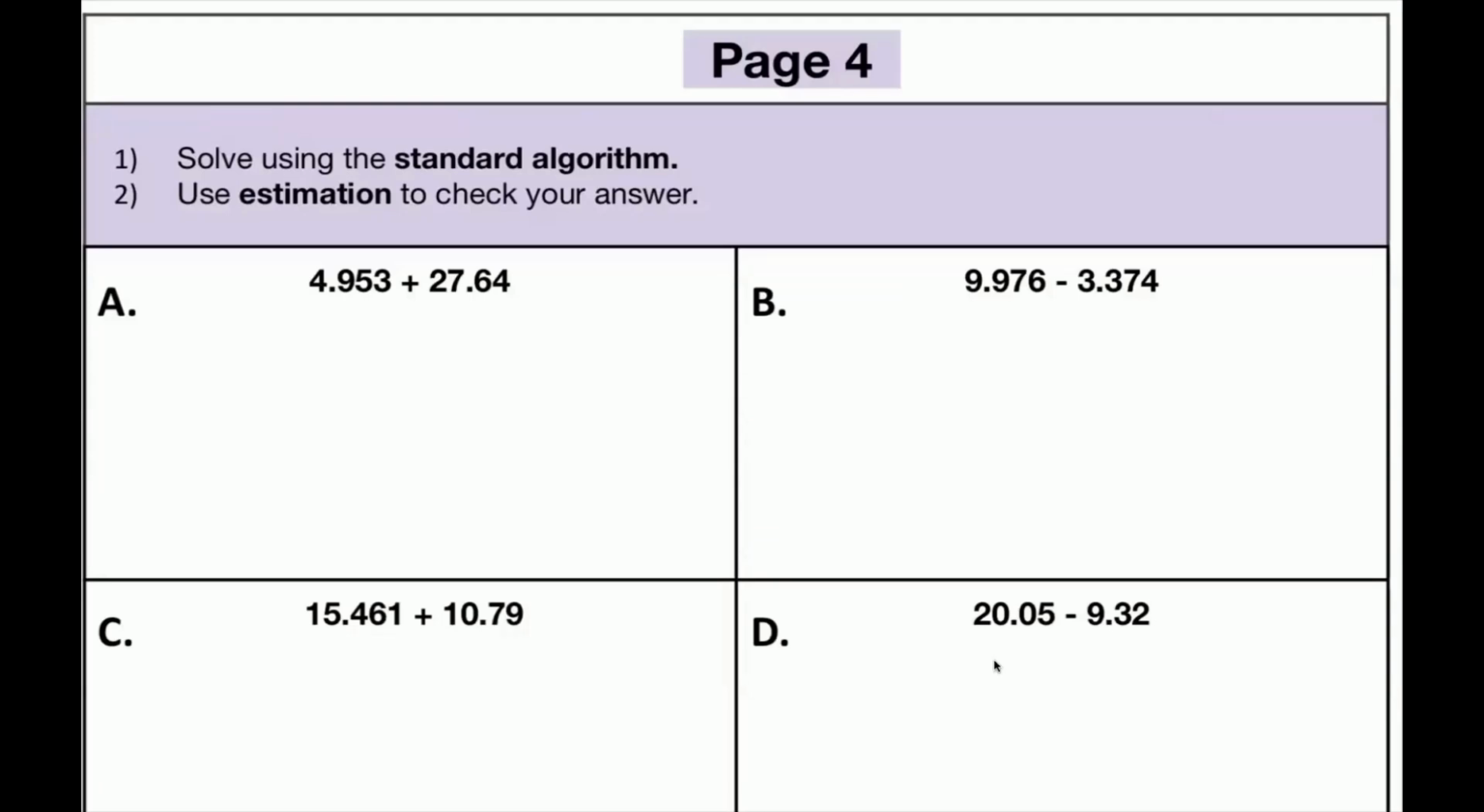On page 4, you're going to solve using the standard algorithm and use estimation to check your answer. What I want you to do is complete C and D, pause the video, come back to the video to check your work for C and D.